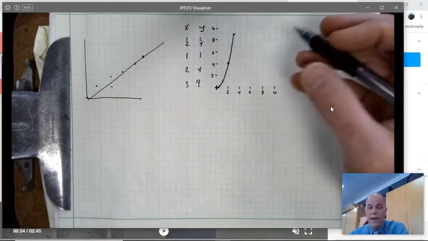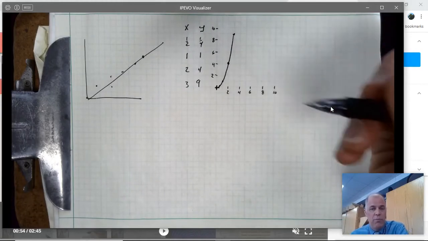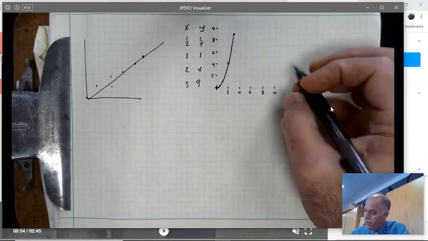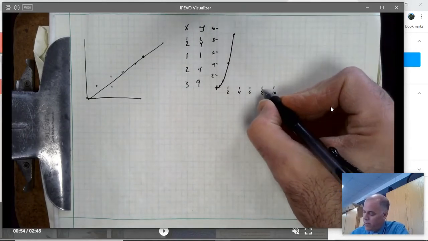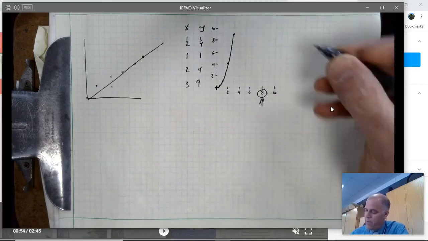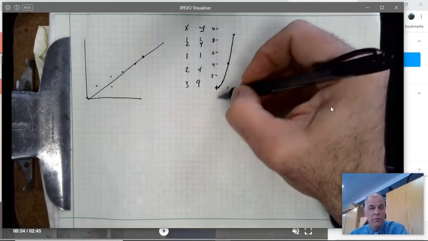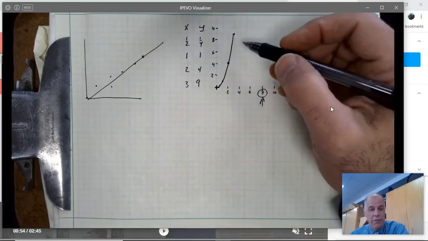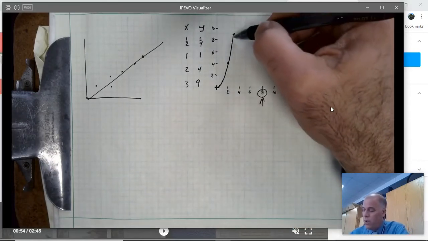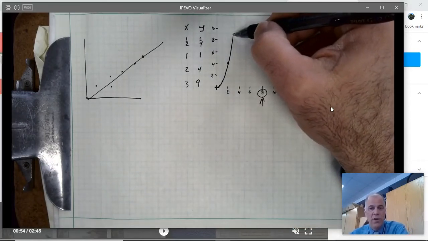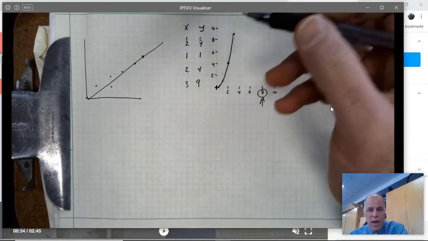Now, if we are trying to figure out what the value for Walt is, and Walt is out here at, say, 8, and this is the data set that we have, well, Walt is way off the end. And if we're going to project this curve, we don't know how it's going to go.